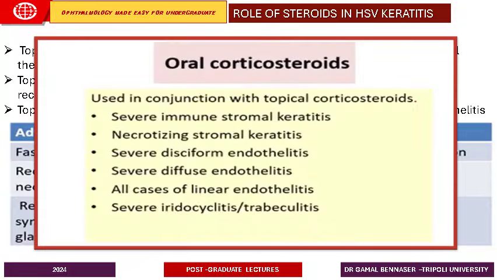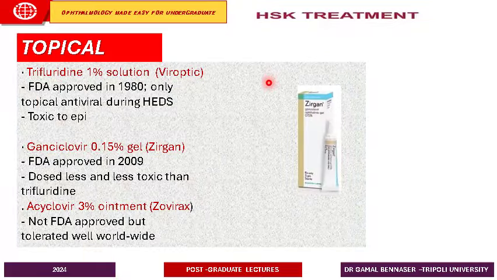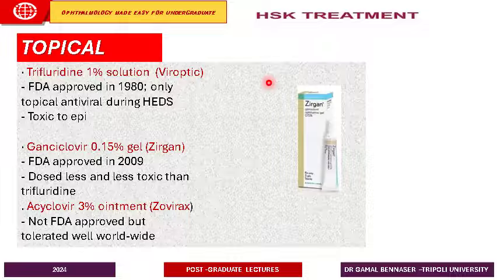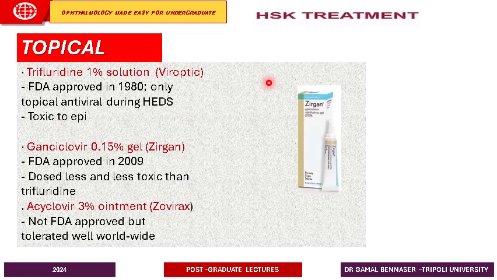And sometimes in very severe immunological response in the stroma or disciform keratitis, we might also need to use an oral steroid, especially in the presence of severe iridocyclitis or linear endotheliitis. So this is a sum up of all what we have said before and the interplay between the steroids and oral antiviral drugs. Here I would like to mention some of the available topical antiviral drugs. As far as the treatment, I will speak in detail about the herpetic eye disease study in the next slides. I just would like to mention a few words about the topical antiviral drugs available.